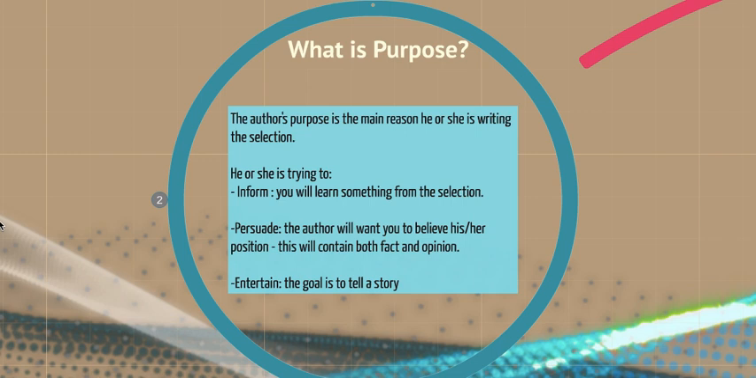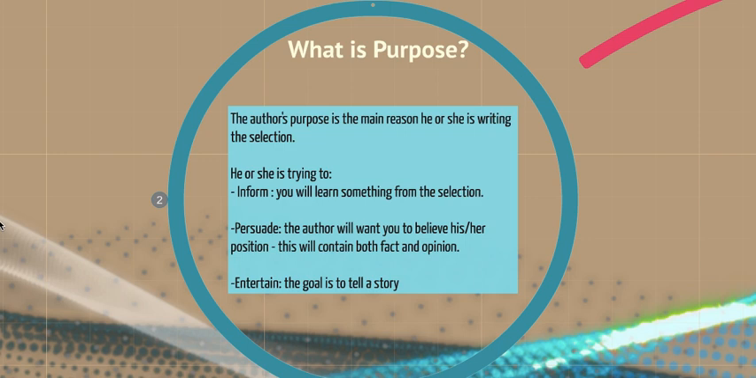Inform, you will learn something from the selection. These are our manuals, our pamphlets, our news articles. These do not include opinion. This is just straight information that we are learning. To persuade, this is when the author will want you to believe his or her position. They're trying to get you to jump over to their side of the fence and believe as they do. This will contain both fact and opinion.